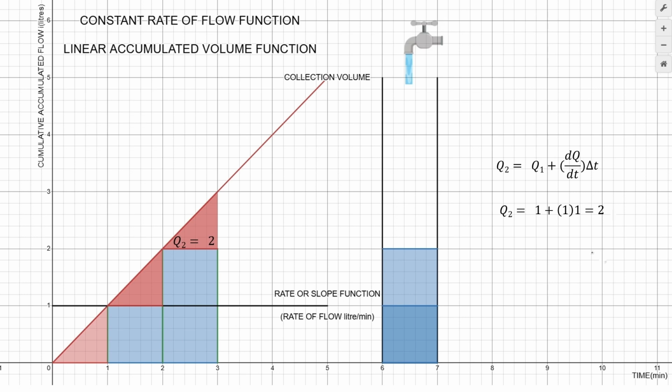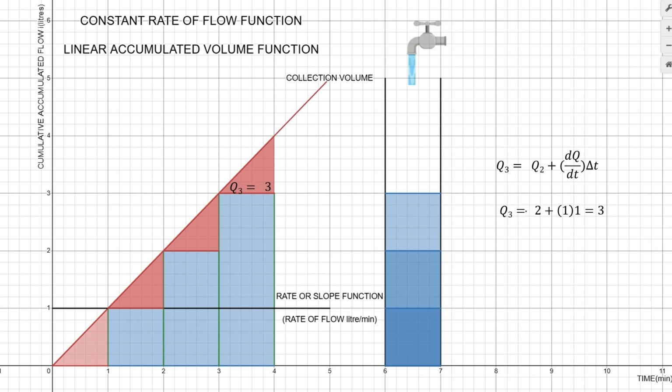Next, using q1, we have to calculate q2, because we are discussing cumulative accumulation. Q2 is Q1 plus dq by dt times delta t. Again, dq by dt is k, which is constant and equal to 1, delta t is 1, and the initial value is 1, so 1 plus 1. Q2 is 2. Here you can see that there is accumulation of flow. Next we go to Q3. Q3 is Q2 plus dq by dt times delta t. Q2 is 2, dq by dt is k, equal to 1, and delta t is 1, so the value Q3 is 3.